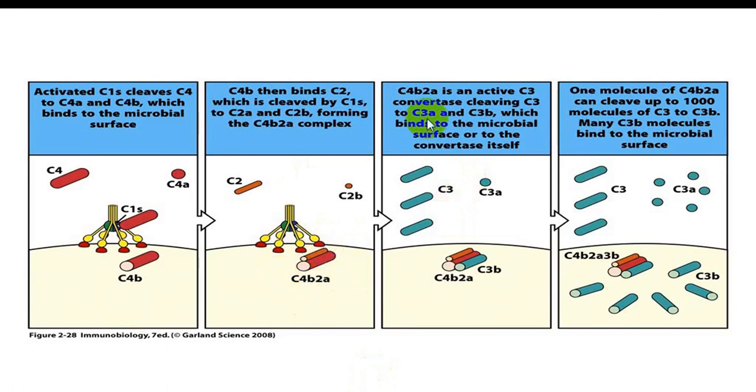The step goes further. C4b2a is an active C3 convertase. It cleaves C3 into C3a and C3b. This C3b combines with the previous step C4b2a to form C4b2a3b, the C5 convertase. As the name suggests, the C5 convertase will act on C5 for further cleavage. But before that, one molecule of C4b2a can cleave up to 1000 molecules of C3 into C3b, and many C3b molecules bind to the microbial surface. This is the reason we often say in immunology that the formation of C3b is also called the auto-amplification step. Why this step is so crucial, we will understand during the further course of the lecture on regulation of the complement system.